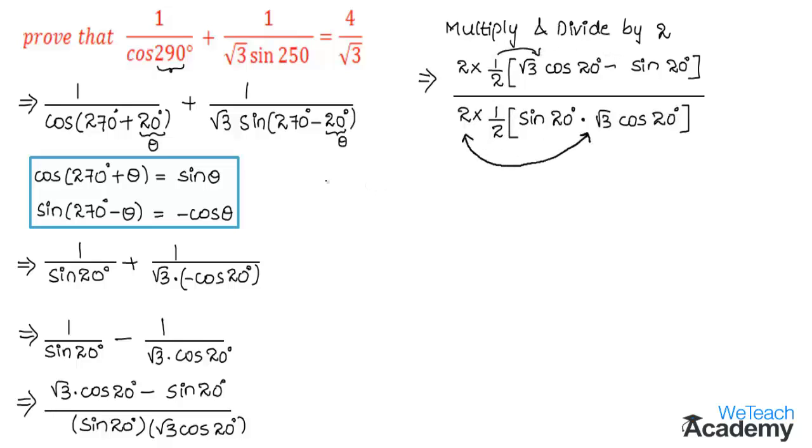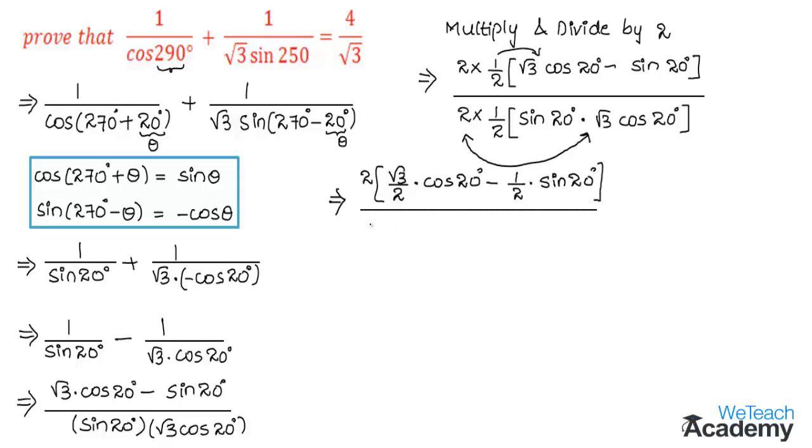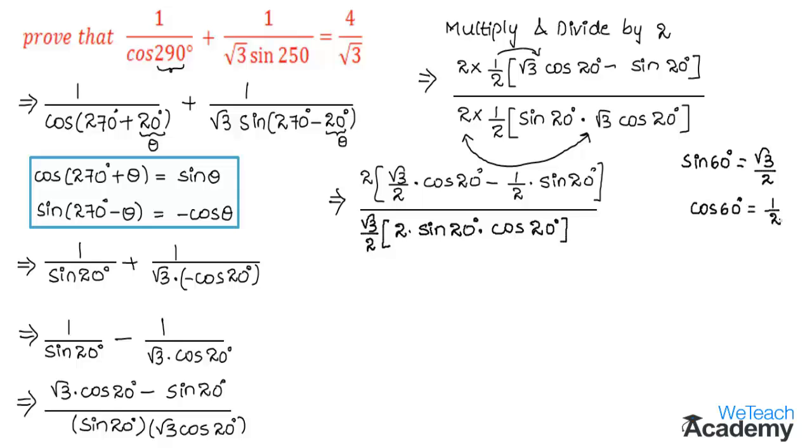By multiplying 1 by 2 to the inner terms in the numerator, we get 2 into root 3 by 2 into cos 20 degrees minus 1 by 2 into sin 20 degrees, divided by, as we are interchanging the places, root 3 by 2 into 2 into sin 20 degrees into cos 20 degrees. We already know that the value of sin 60 degrees is equal to root 3 by 2 and the value of cos 60 degrees is equal to 1 by 2.